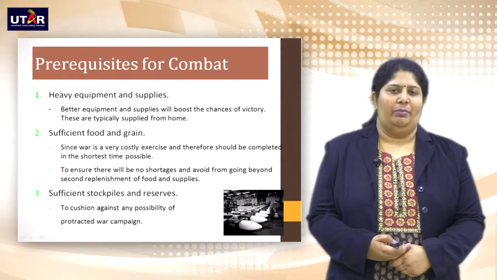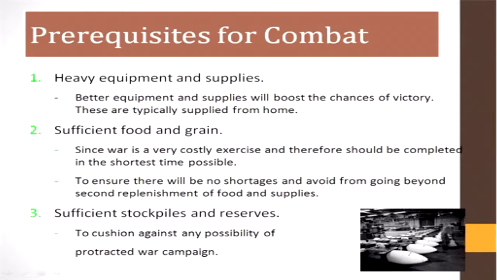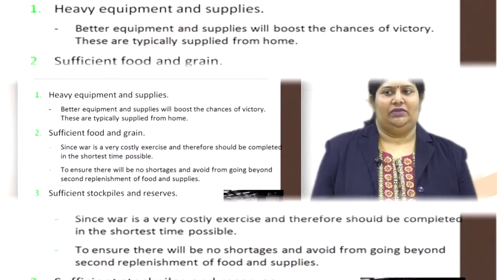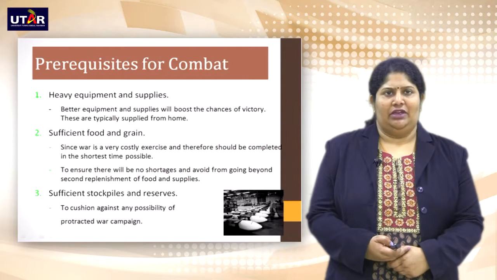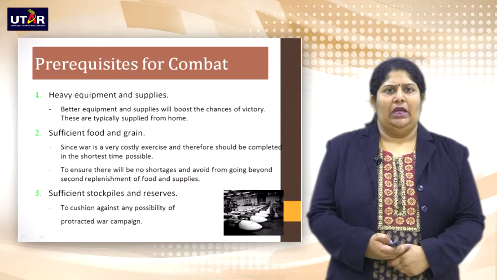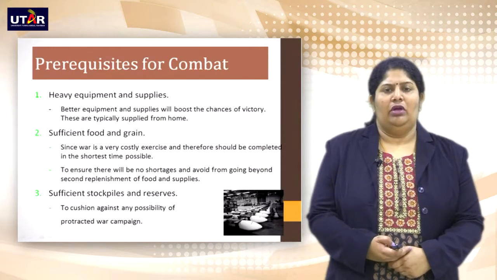What are the prerequisites for combat? The first thing, heavy equipment and supplies. If the armies are well equipped and supplied, then there are better chances for victory. Second, sufficient food and grain. Since war is a very costly exercise, it is appropriate to end it in the shortest time frame. This is also to avoid unnecessary shortage of supplies. Number 3, sufficient stockpiles and reserves. There should be sufficient stockpiles and reserves during war as a cushion against any possibility of a protracted war campaign.